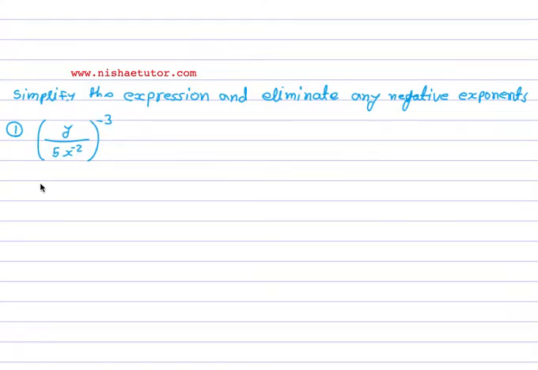Here we know that a to the power negative n, we can write as 1 upon a to the power n. That means if the power is negative, we can write it like this. Or if 1 upon a to the power negative n, we can make it positive power, so a to the power n. So here we apply this rule.